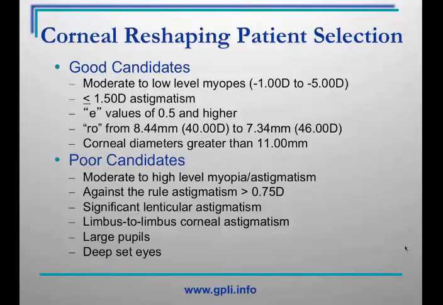Poor candidates, moderate to high levels of myopia and or astigmatism, against the rule astigmatism of greater than 0.75 diopters, significant lenticular astigmatism, limbus to limbus corneal astigmatism, individuals with large pupils, typically up there at 6 millimeters or greater, and those with deep-set eyes can be problematic because of the need to use corneal topography with corneal reshaping patients.